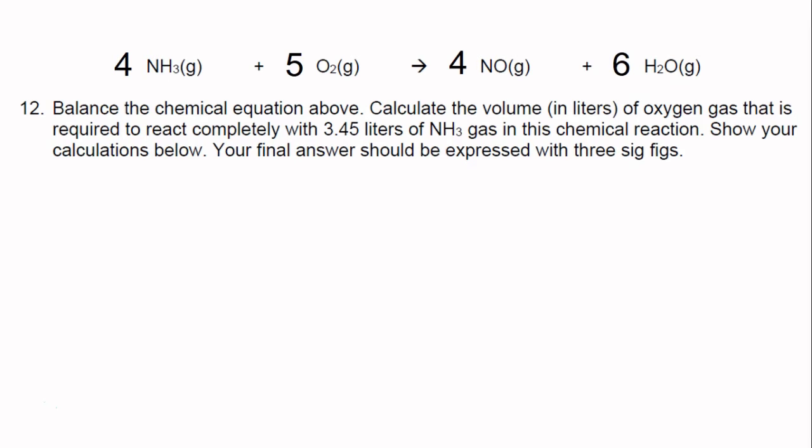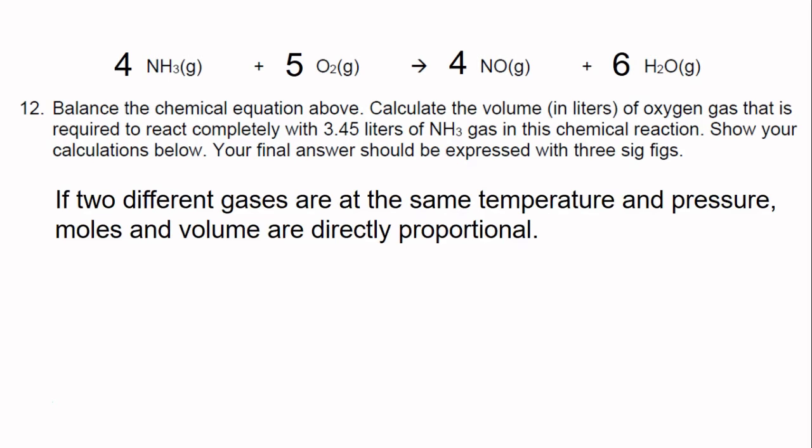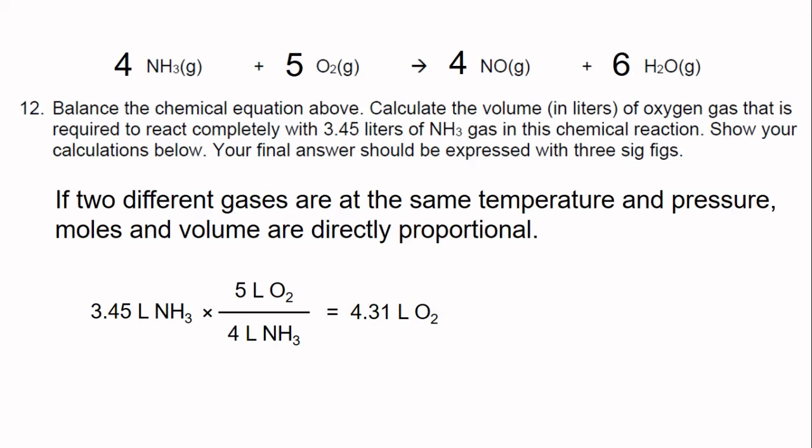If we convert from liters of NH3 into liters of oxygen, this can be done in one step. Remember that if we have 2 different gases at the same temperature and pressure, moles and volume are proportional. So therefore, instead of using mole ratios, we're going to use volume ratios. And we take the coefficients, 4 and 5. So we start with 3.45 liters of NH3, and we convert into liters of oxygen using the coefficients from the balanced chemical equation. So our answer, rounded off to 3 significant figures, is 4.31 liters of oxygen.